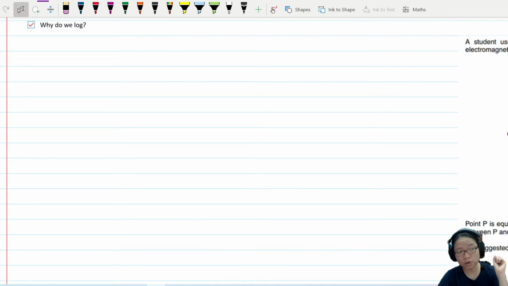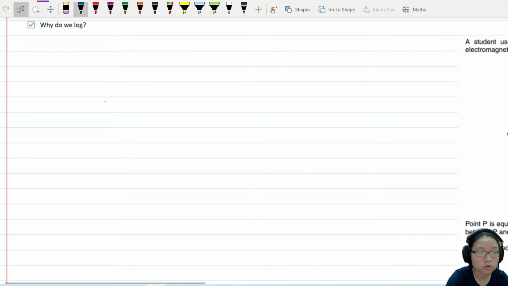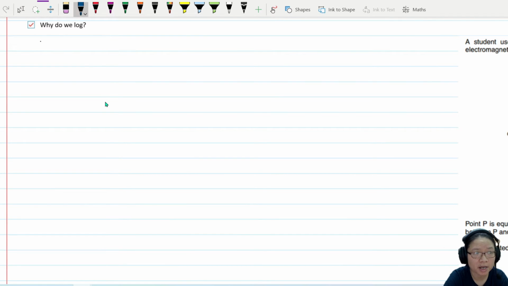Okay, so we log values for two main reasons. Number one, which is most of the time in your Paper 5, we log numbers because we want to linearize exponential functions. Your exponential functions can take two formats.